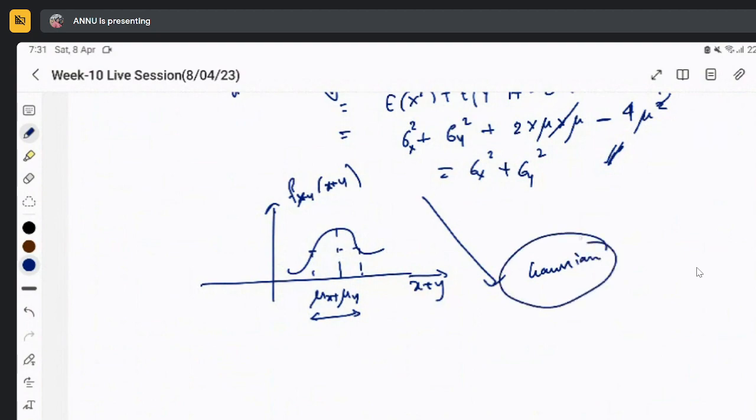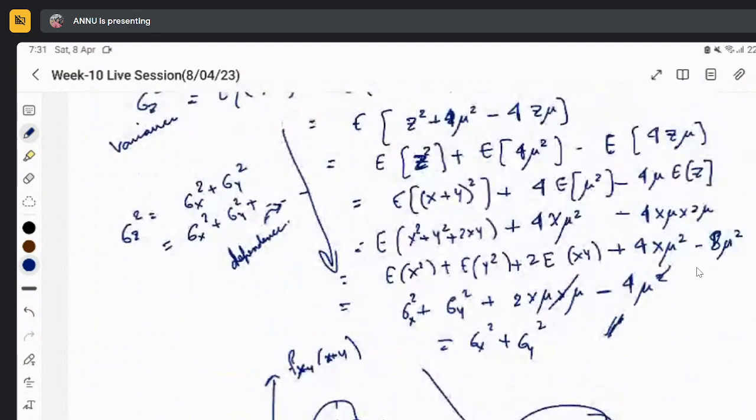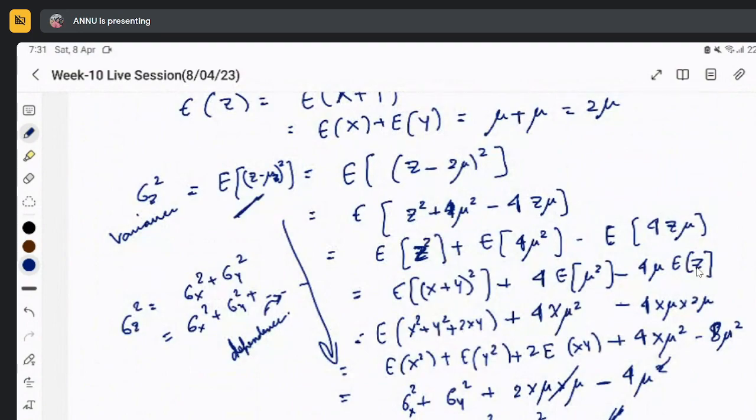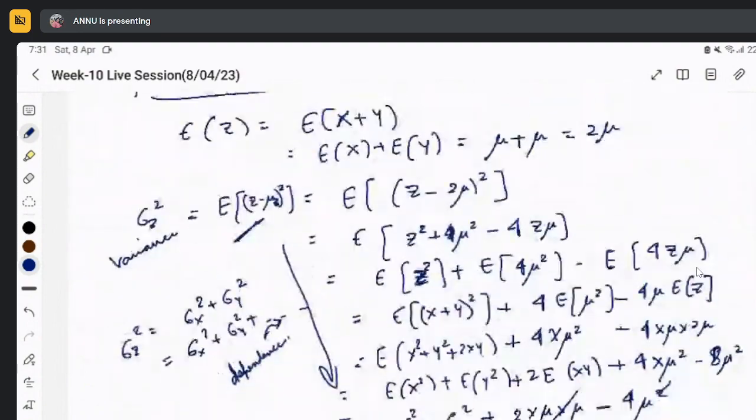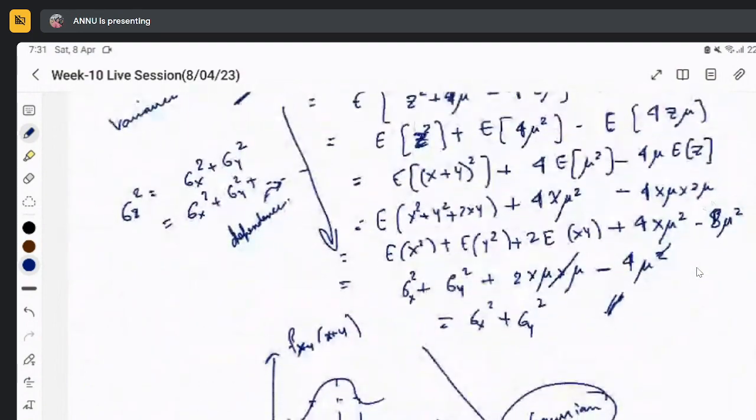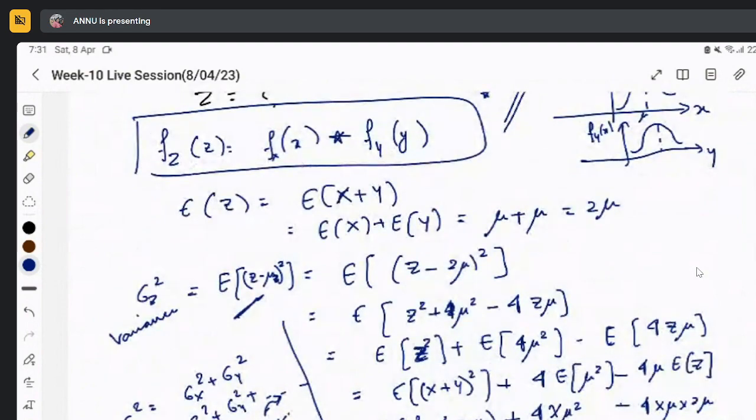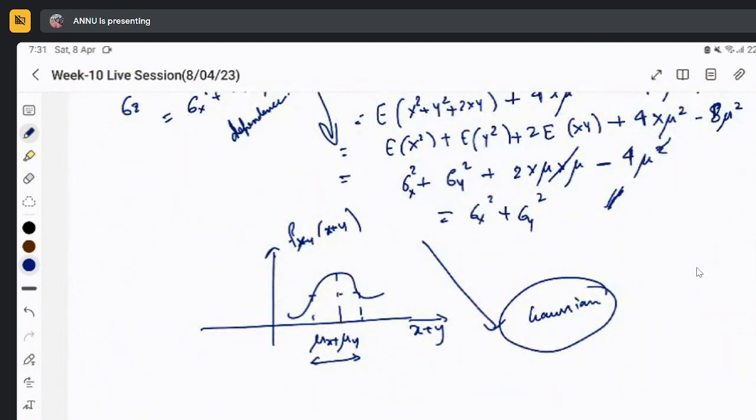I'll check where I'm lagging, maybe in this formula or somewhere, because these kinds of things are bound to come in the examination. Sure. Yeah, these things will definitely come.